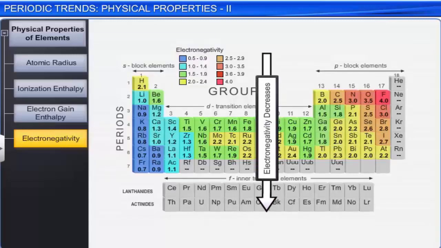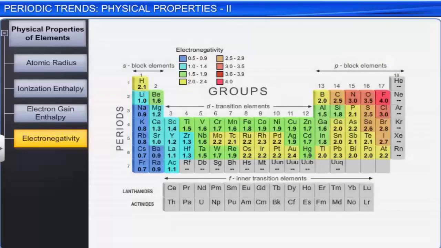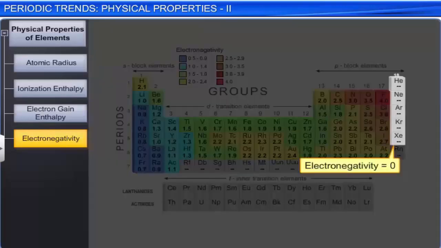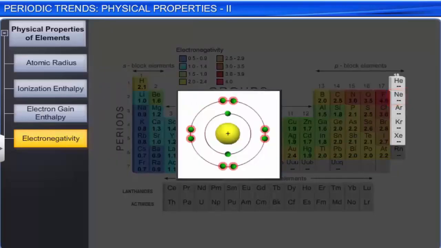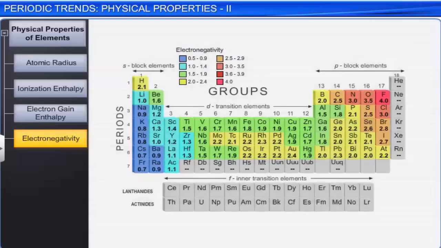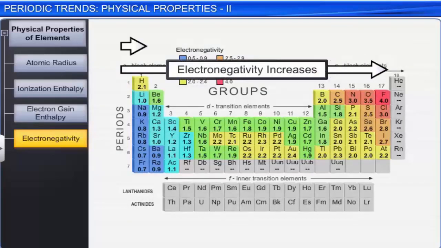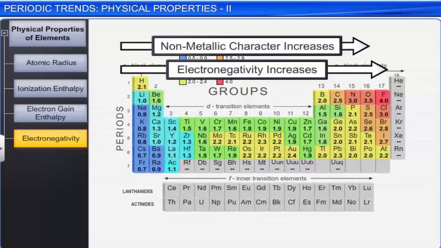The noble gas elements have zero electronegativity due to the stable octet configuration in their outer shells. Non-metallic elements have a stronger tendency to gain electrons. Thus, electronegativity increases with the increasing non-metallic nature of elements across a period. As the elements down a group exhibit increasing metallic nature, the electronegativity also decreases.